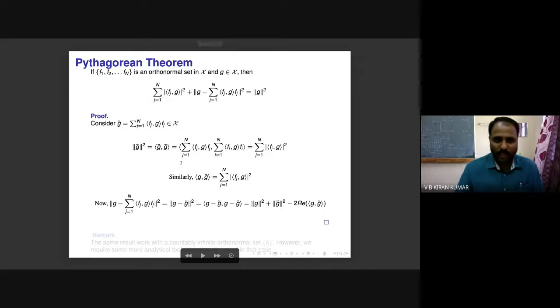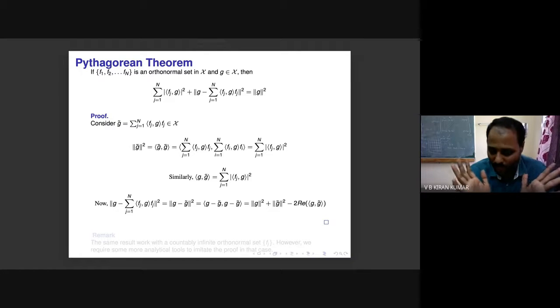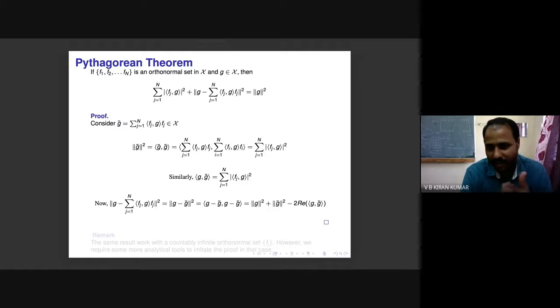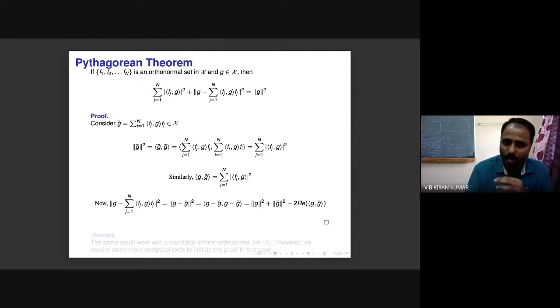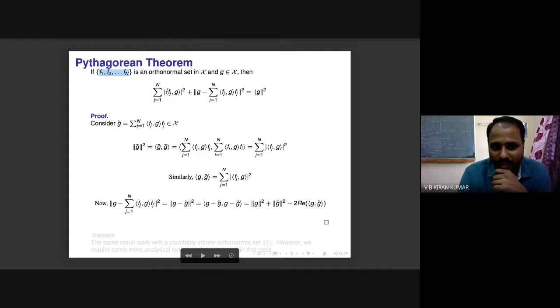Now, the Pythagorean theorem. This is a very interesting theorem. We know if you have a right angle triangle, the Pythagoras theorem, which we already mentioned, but that made use of the geometry of that triangle. Now we obtain exactly the same thing in an arbitrary inner product space. Suppose you have f1, f2, f3, etc., fn orthonormal. That means they are orthogonal to each other and each of them has norm 1. Then we have this identity.